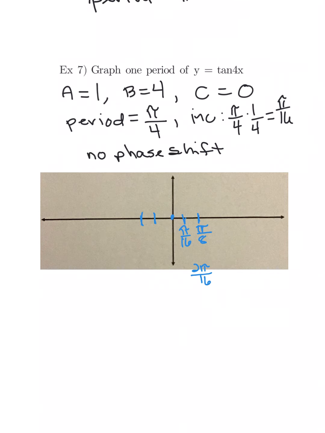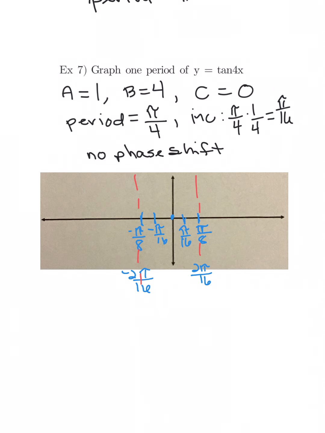The second mark over is always your asymptote. Going to the left of our 0 value, 0 minus pi over 16 is going to put us at negative pi over 16. Negative pi over 16 minus pi over 16 gives us a negative pi over 8, or negative 2 pi over 16, whichever you prefer. The second mark over is always the asymptote.